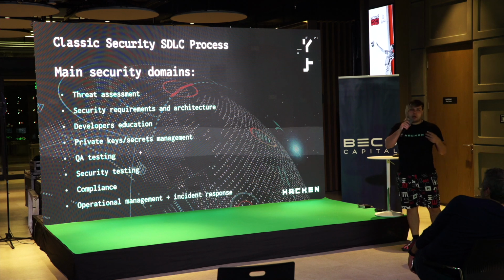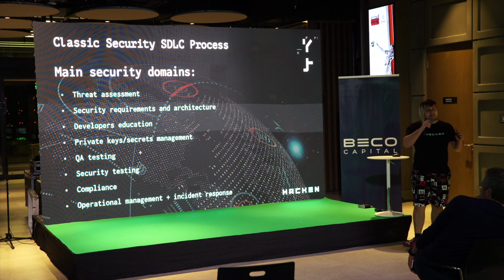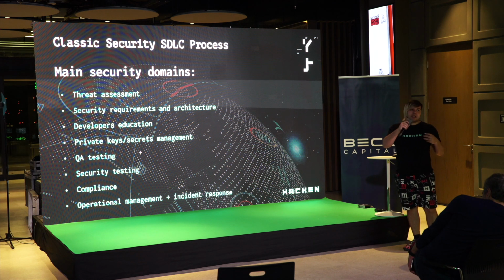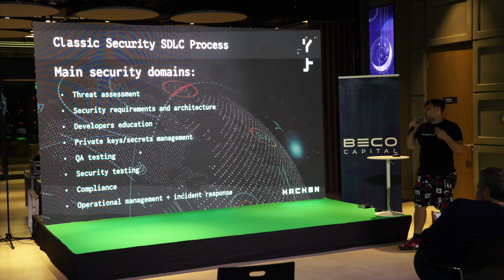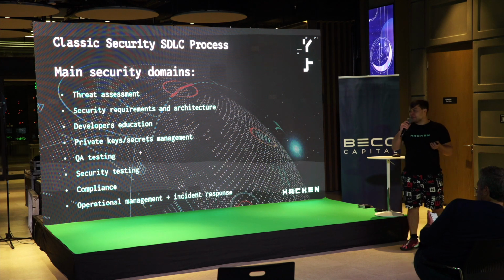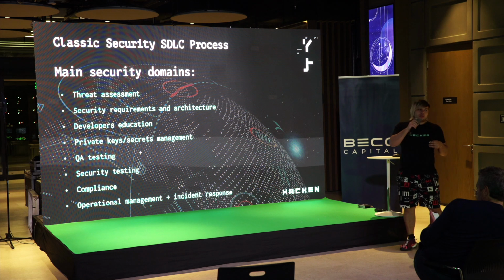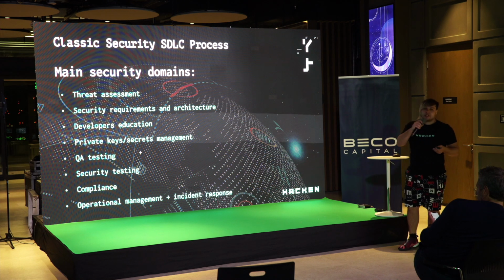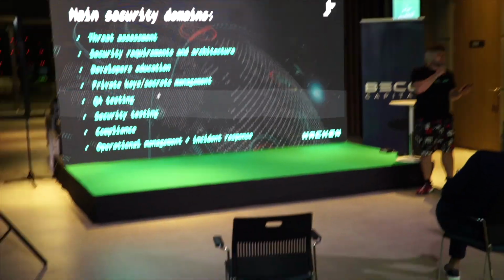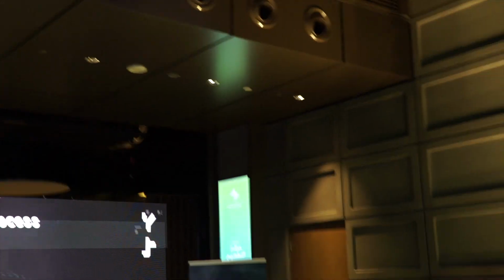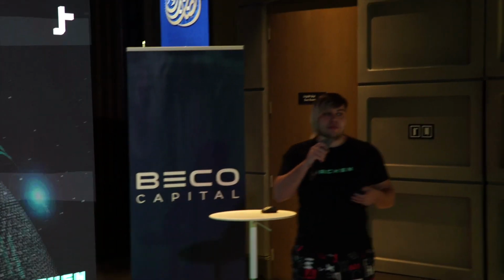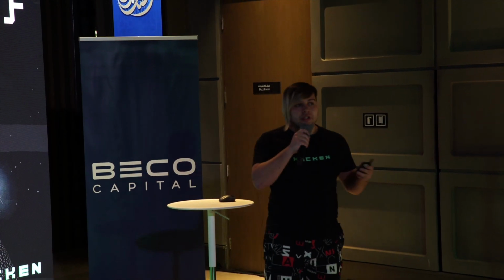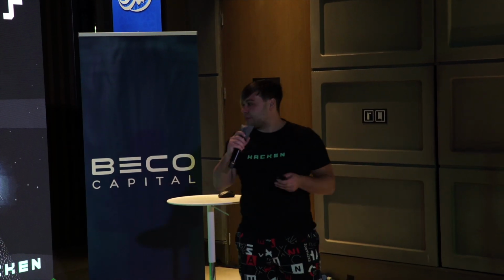We also need QA testing. It doesn't mean that we need QAs. It can be done by developers, but internal testing should definitely be done. Also security testing, compliance understanding, and operational management and incident response after we go to production. Smart contracts or blockchain should be monitored. There should be incident response plans. If something was found during some review or some production incident, you should know what to do.